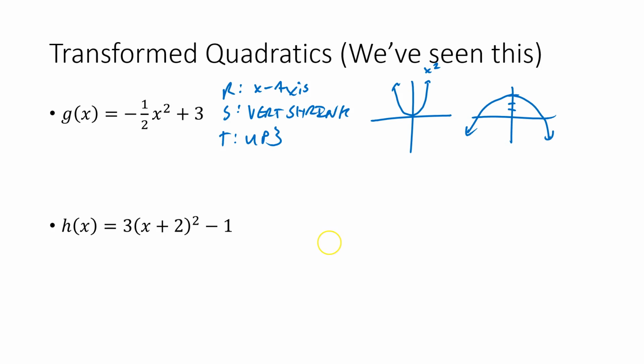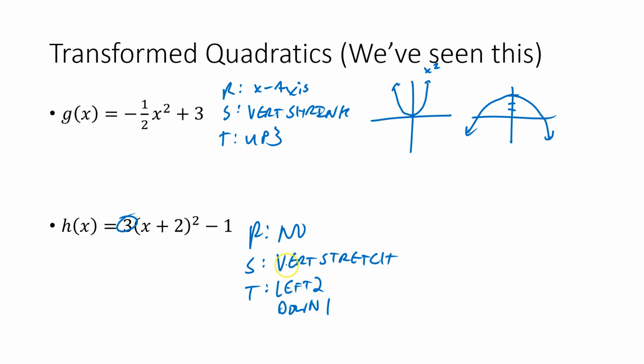Okay. Now this next one's even a little easier because we have whole numbers. So let's do our RST again. No reflection this time. There's no negative in front of the x, no negative in front of the 3 there. Our scale change looks like we have a vertical stretch by a factor of 3 right here. And then our translation looks like we're moved to the left 2 because the x does the opposite thing we want it to. So left 2, and it looks like we're moved down 1 because the y does what we expect it to do.